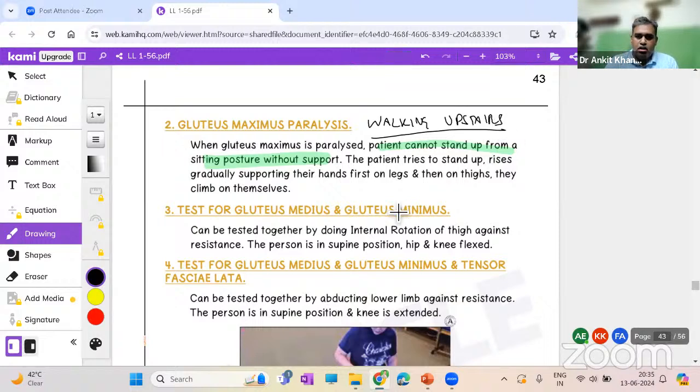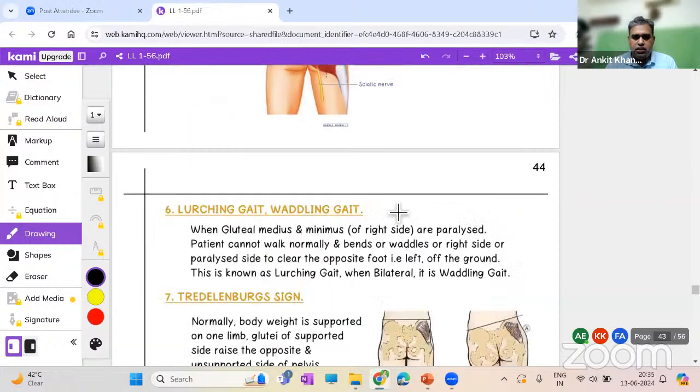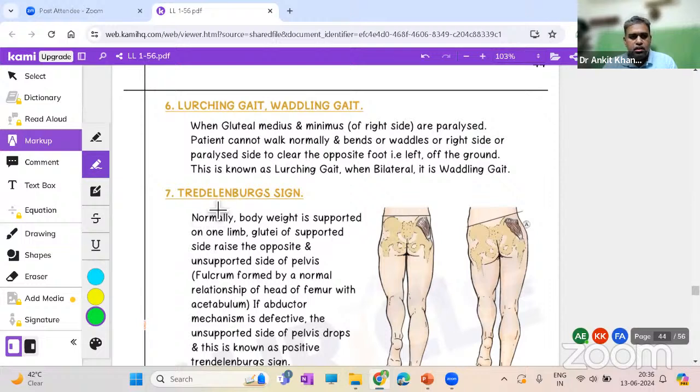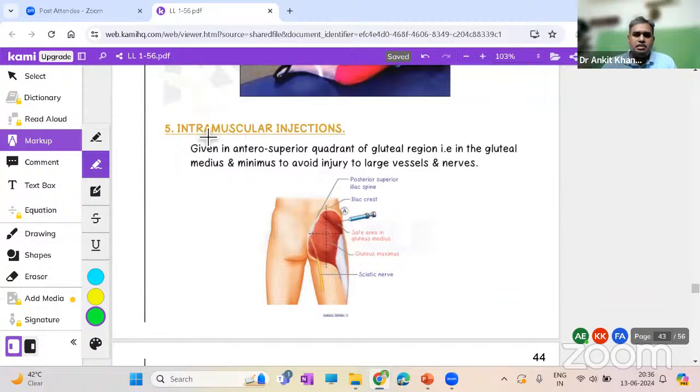Okay, now test for gluteus medius and minimus. Basically, the question comes in the form of lurching gait, waddling gait, and over here we have the Trendelenburg sign. Read about the lurching and waddling gait. This is all the clinical anatomy; above, I have left, but don't worry. The question will come of IM injections. Intramuscular injections are given, obviously. We all know there are 2, 3 favorite sites. One is the deltoid region, one is the gluteal region, and in small children, infants, the anterolateral part of the thigh. In these areas, IM injections are normally given.